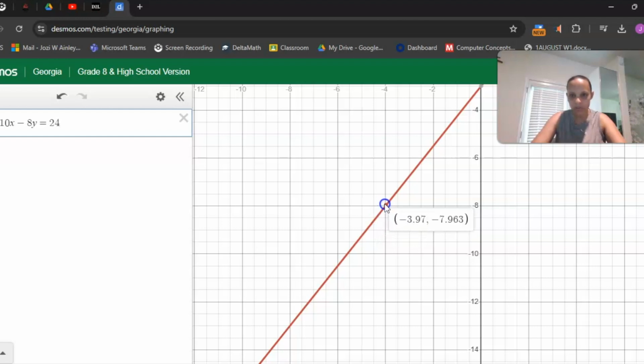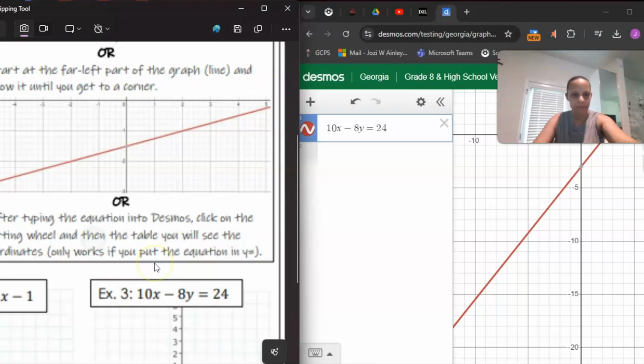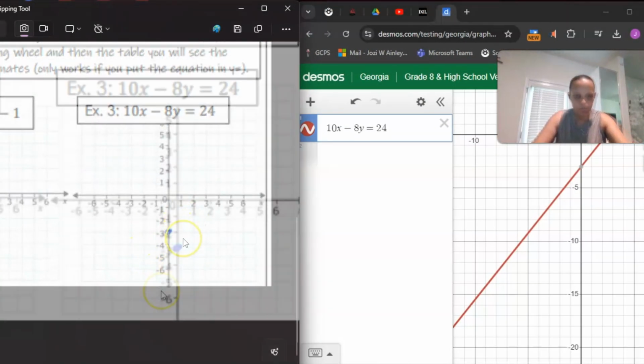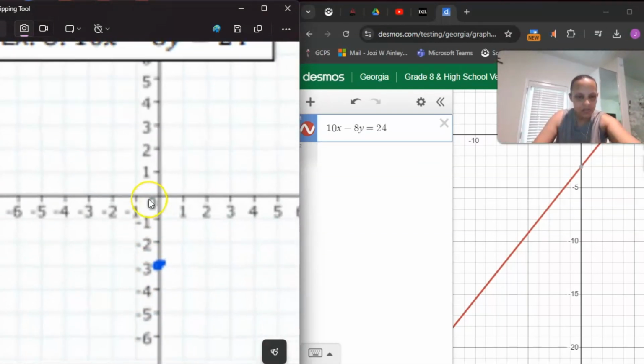Oh, I think I found one. So it happened really fast right there. Negative 4, negative 8 is a coordinate. So I come back to my platform. All I need is 2 points. Once I have 2 points, I'm good.